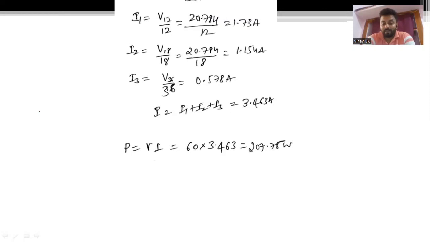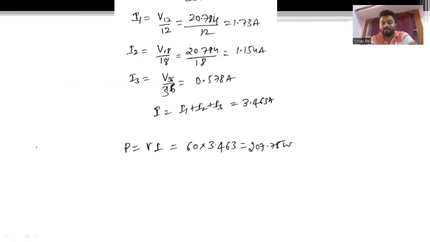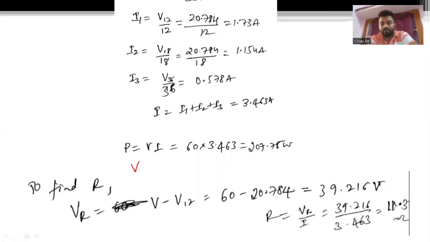Next is to find the value of R. As I told, remember, the total voltage we know is 60 volts. The voltage across the branch we have calculated, that is 20.784. What will be the voltage across R? V is given by VP plus VR, so VR is given by V minus VP. You can see total voltage V is given by the parallel combination, that is VP or V12, plus the voltage across resistor VR. So VR is given by V minus V12, that is 60 minus 20.784. You can get the voltage across the resistor, 39.216 volts.